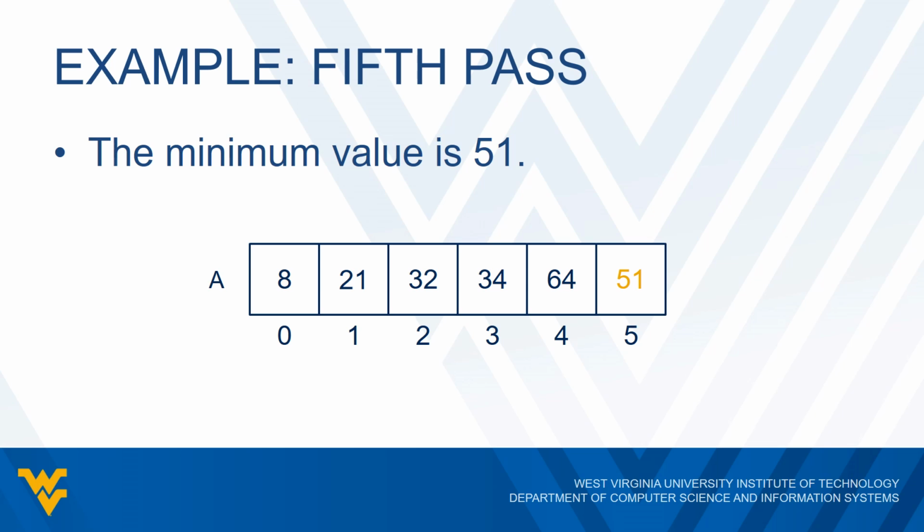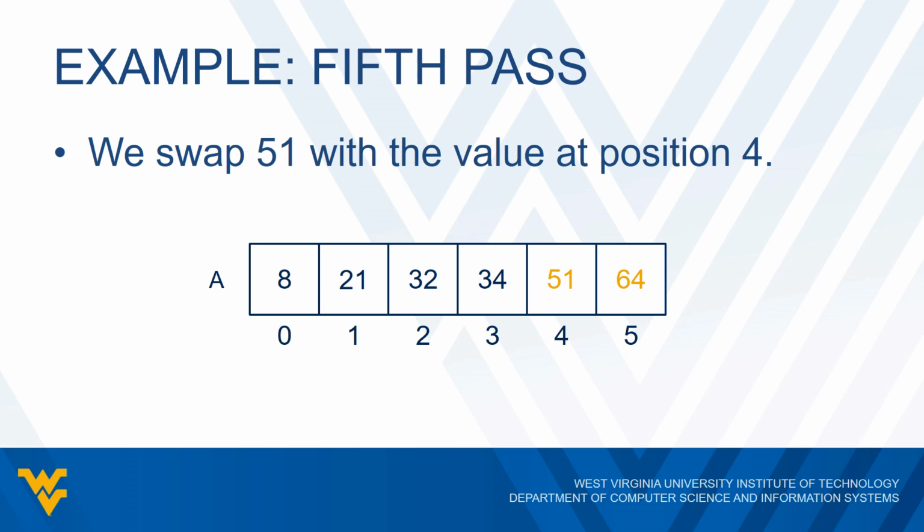We then do one more search. So we start at A4 and find the minimum value, which in this case is 51 at A5. We then swap 51 with the value at A4. In this case, that was 64. So we swap the 51 and 64. And now we have a sorted array.